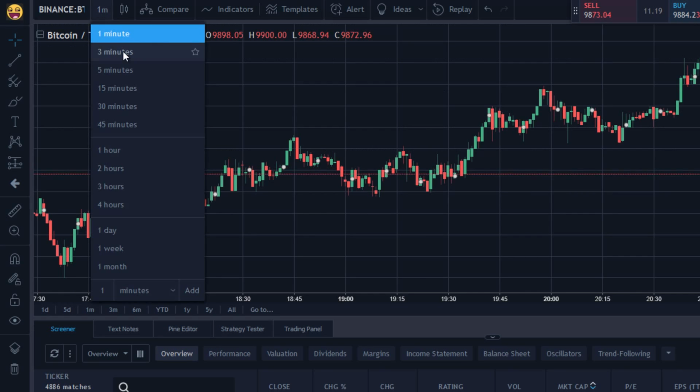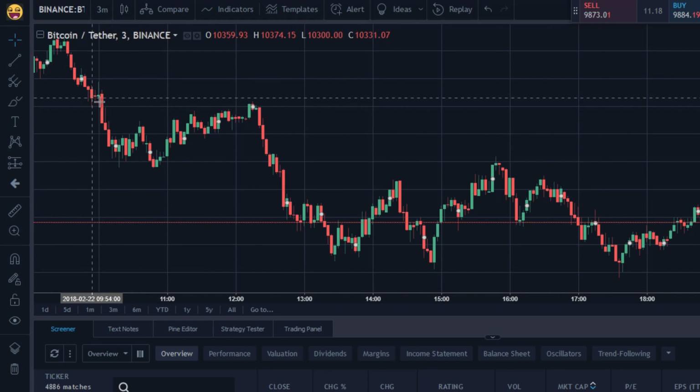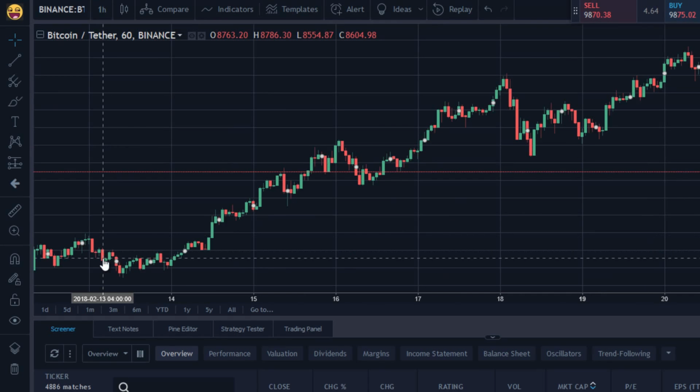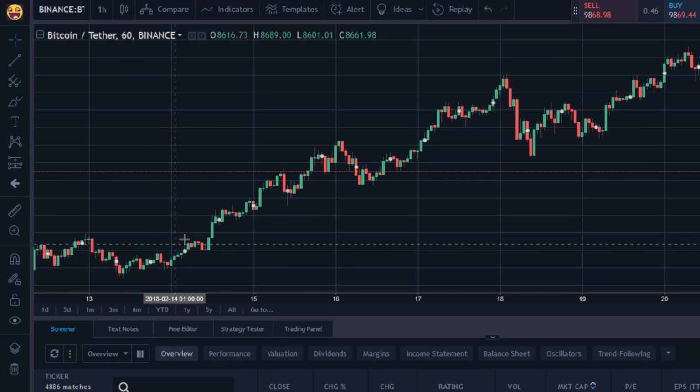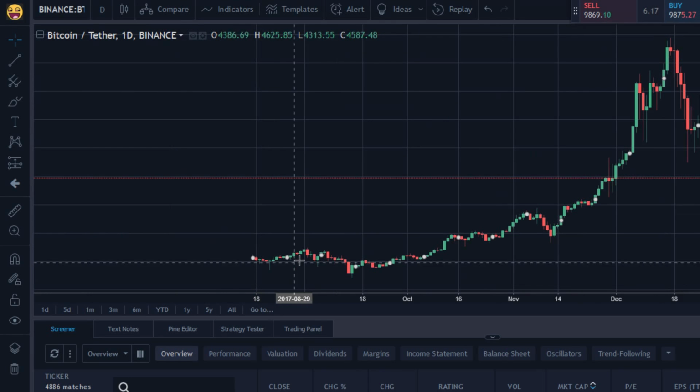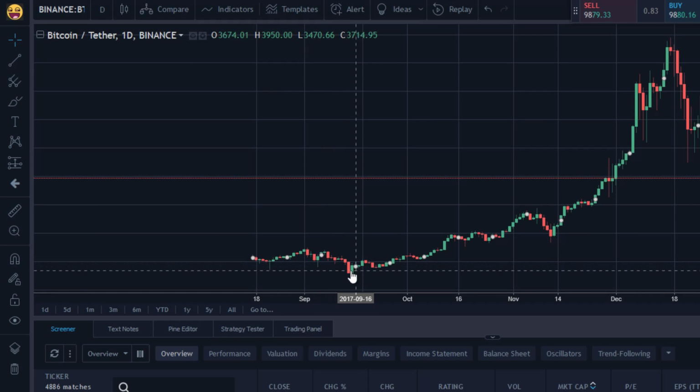Here I can switch it and make it 3 minutes, meaning each candle represents 3 minutes of time. And you can see that there's many different ones. 1 hour, for example, each candle equals 1 hour of time. Here you have 1 day. This shows us the price action each day. Each candle represents a day.